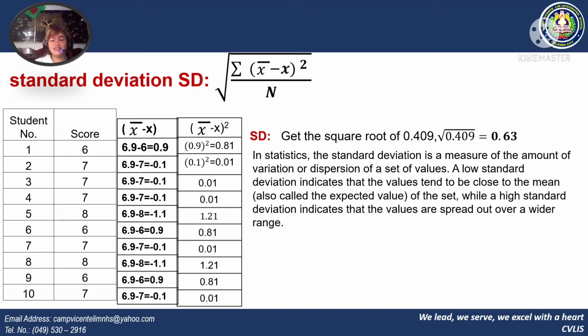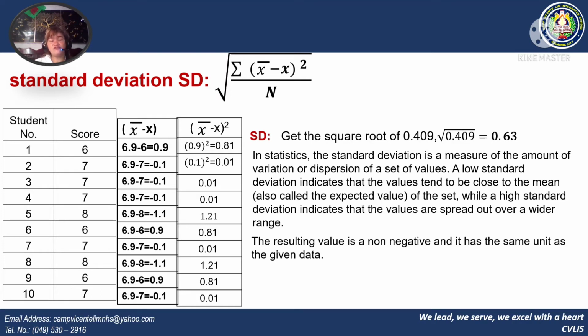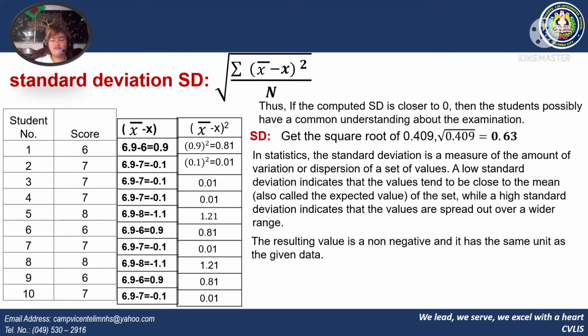Okay, in statistics, the standard deviation is a measure of the amount of variation or dispersion of a set of values. A low standard deviation indicates that the values tend to be close to the mean, which is also called the expected value of the set, while a high standard deviation indicates that the values are spread out over a wider range. The resulting value is non-negative and it has the same unit as the given data. Thus, if the computed standard deviation is closer to 0, then the students possibly have a common understanding about the test or examination.